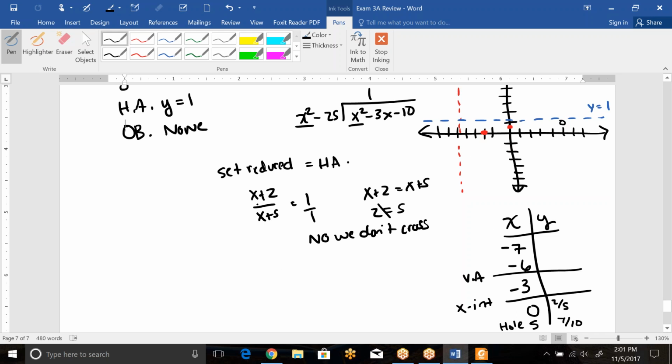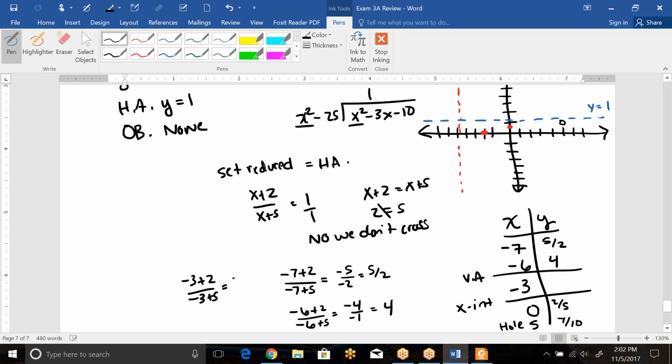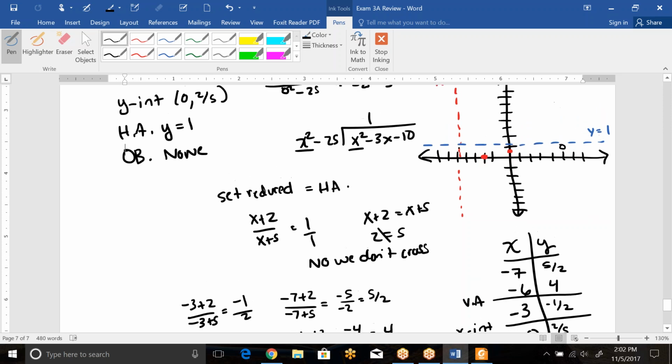So -7, if I plug that into my reduced part, so -7 plus 2 over -7 plus 5, that'd be -5 over -2, or 5/2. If we do -6 plus 2 over -6 plus 5, that is -4 over -1, or just 4. If we do -3 plus 2 over -3 plus 5, that'd be -1 over 2, so that's -1/2. So let's plot what we know. So -7 is at 5/2, that's 2.5.